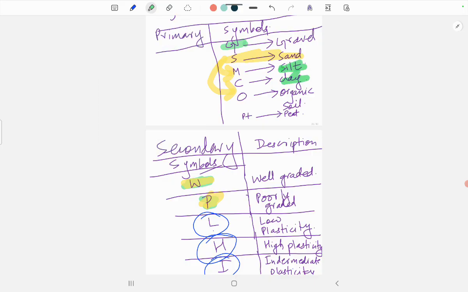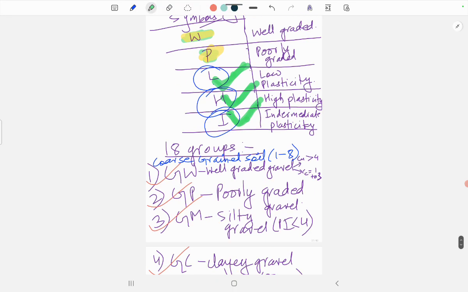So silt of low, medium, high, and intermediate plasticity. Again clay also of low, medium, high, and intermediate plasticity. And again the organic soil, that is a mixture of silt and clay, also of low, high, and intermediate plasticity, same thing. And then finally we are going to write about peat and highly organic soil, which makes up the 18 groups.